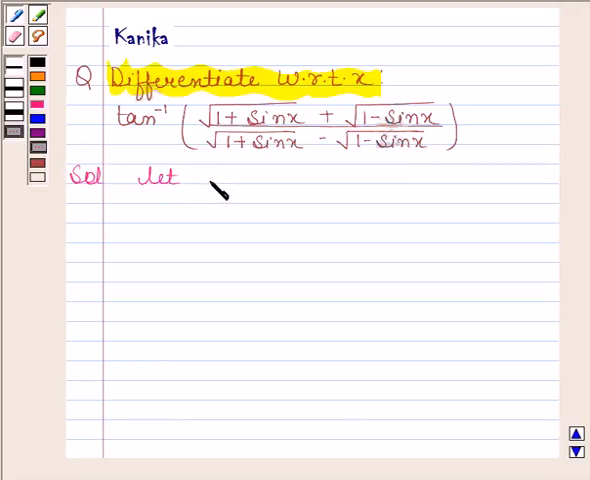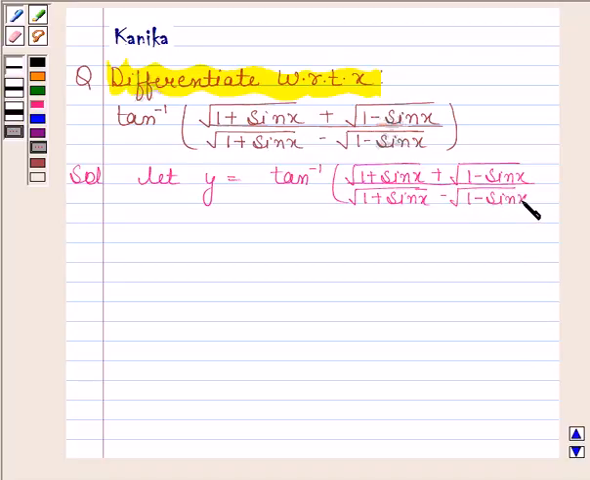Let y is equal to tan inverse of square root of 1 plus sin x plus square root of 1 minus sin x, divided by square root of 1 plus sin x minus square root of 1 minus sin x.